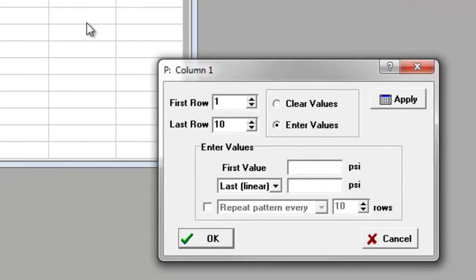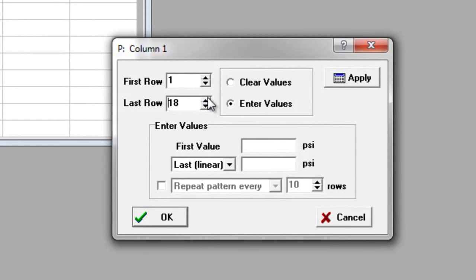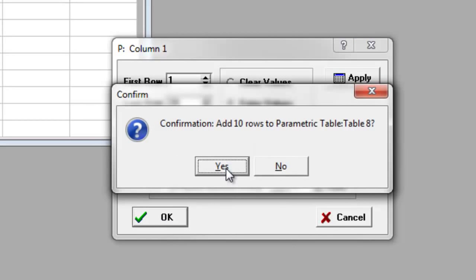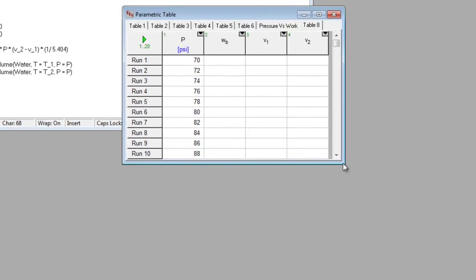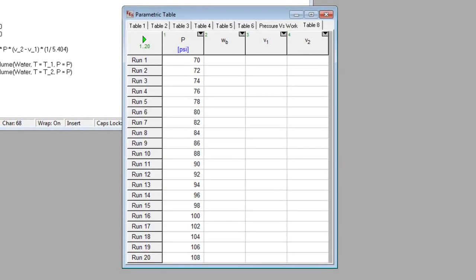And let's do something a little bit different with the pressure. We're still going to be using 20 rows, so increase that to 20. But instead of doing a linear fit between 70 and 100, we're going to increment the values by 2 from the number 70. So this doesn't have a top limit, it's just increasing by 2 from row 1 to 20 after the value 70. Go ahead and click OK and yes to confirm that you want to add 10 rows to the parametric table. And let's expand this again so you can see everything.